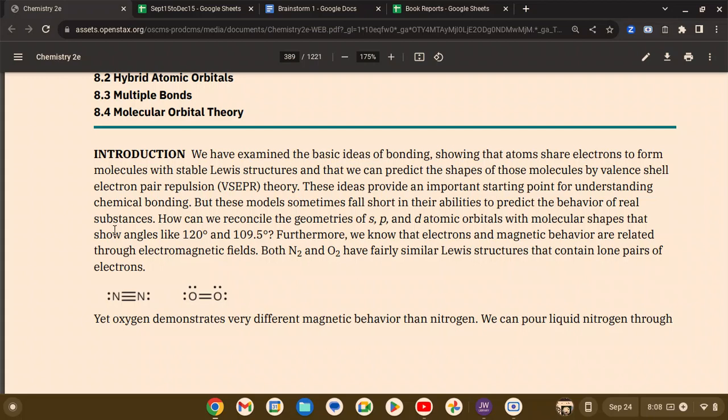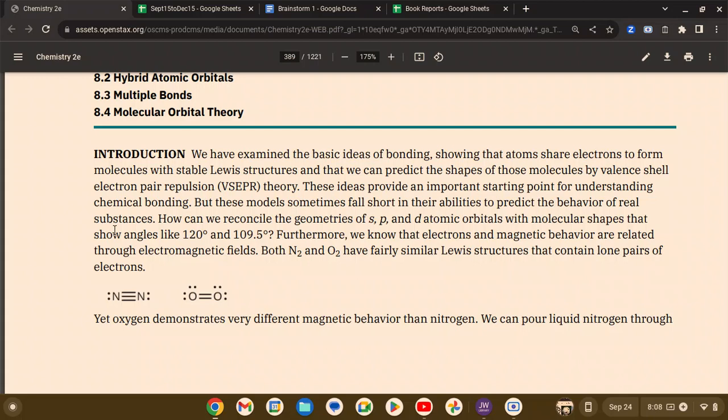Okay. We have examined the basic ideas of bonding, showing that atoms share electrons to form molecules with stable Lewis structures, and that we can predict the shapes of those molecules by valence shell electron pair repulsion theory. FYI, those are all models. None of them are actually like the true way of looking at what an atom is. These ideas provide an important starting point, just like it says, for understanding chemical bonding, but these models sometimes fall short in their abilities to predict the behavior of real substances.